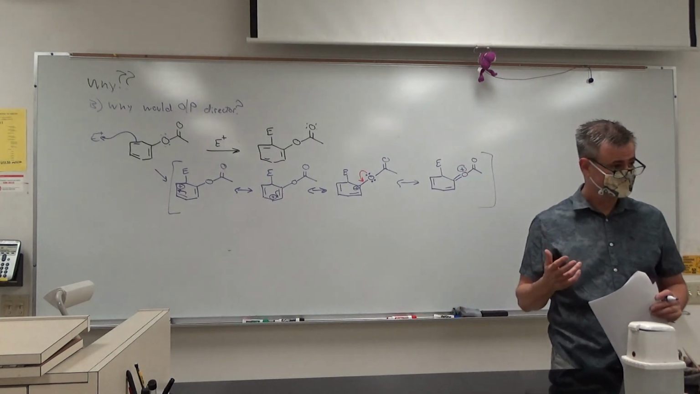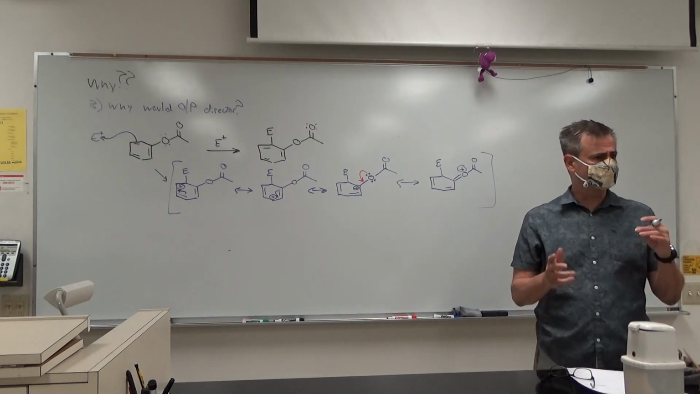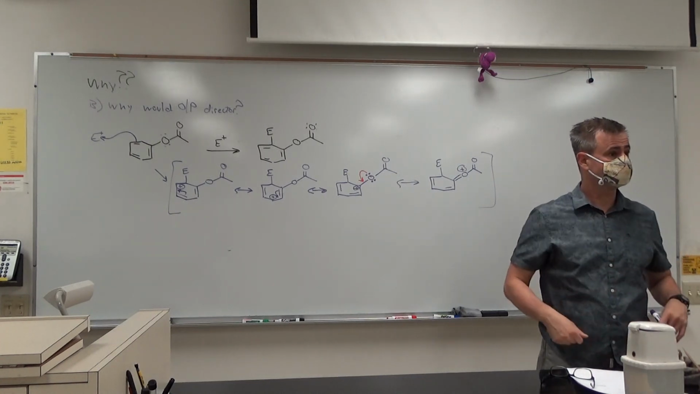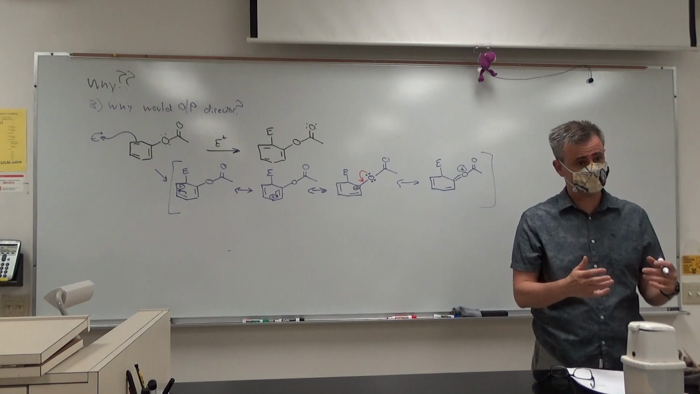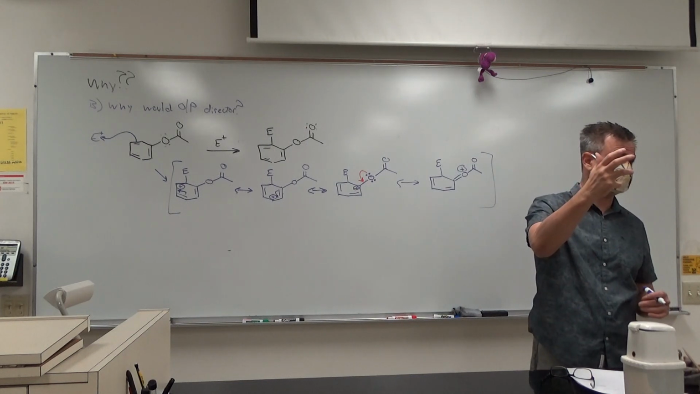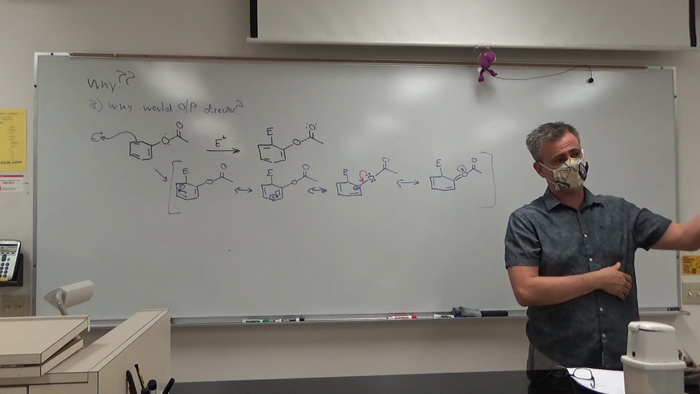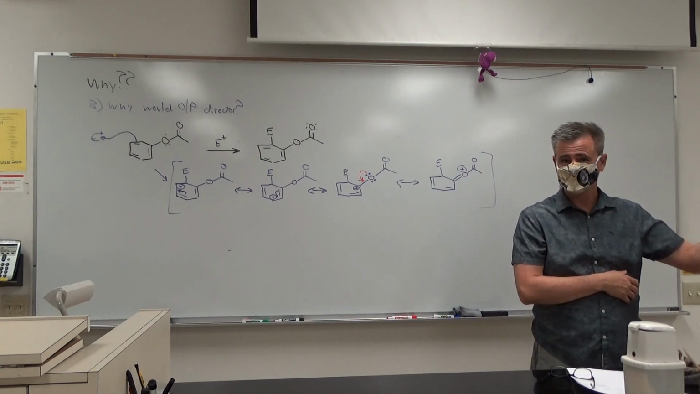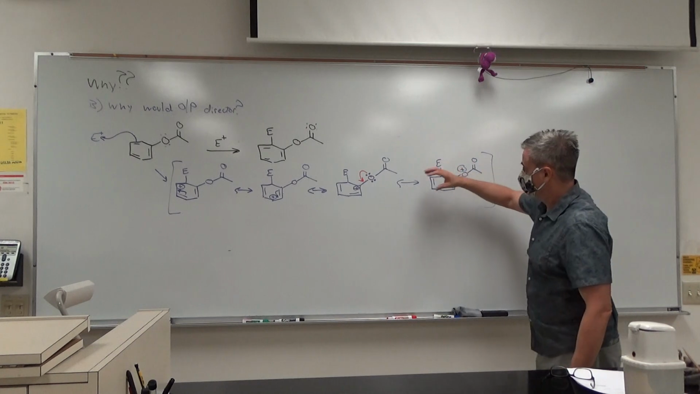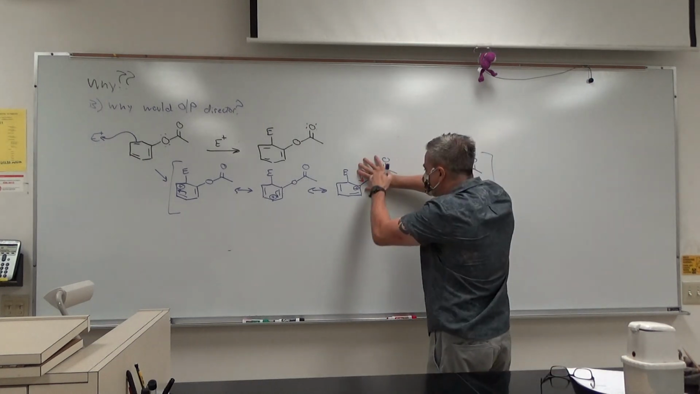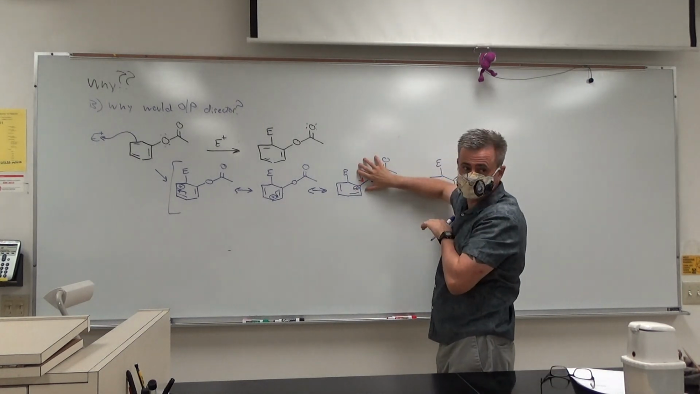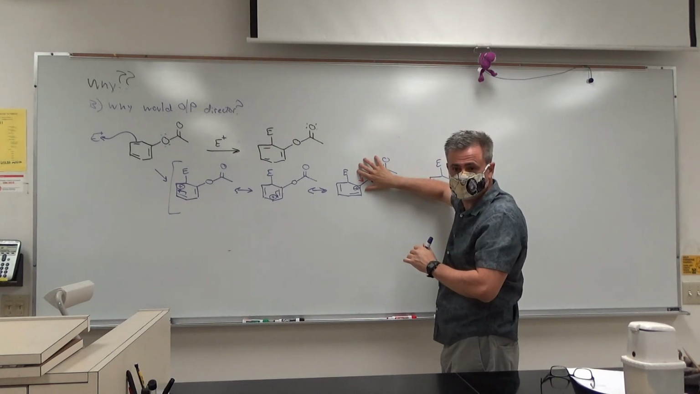Does that make sense? And by the way, remember that alkyl groups can stabilize a carbocation. That's why a tertiary carbocation is so much more stable than a secondary carbocation. Primary carbocations don't exist. Okay? Well, if there's an alkyl group right here, it stabilizes that carbocation just in the same way it does on any carbocation. Make sense?